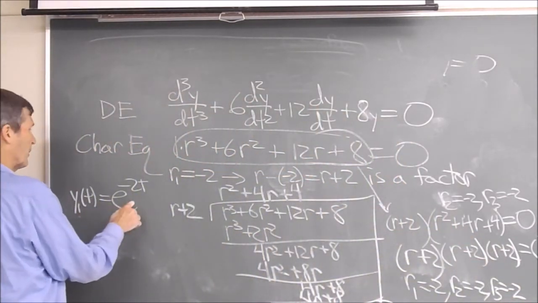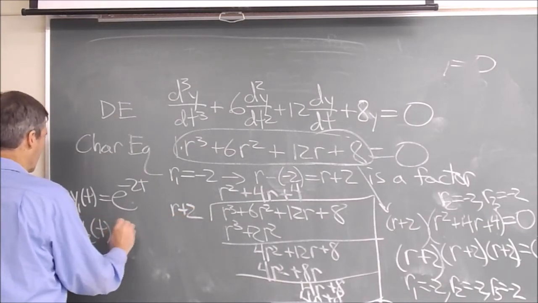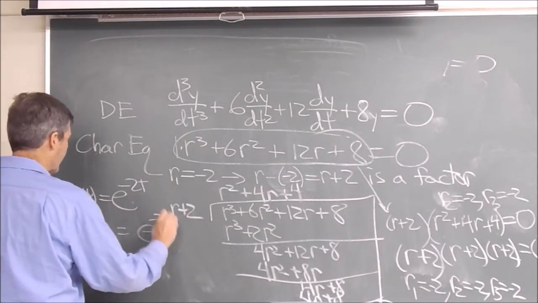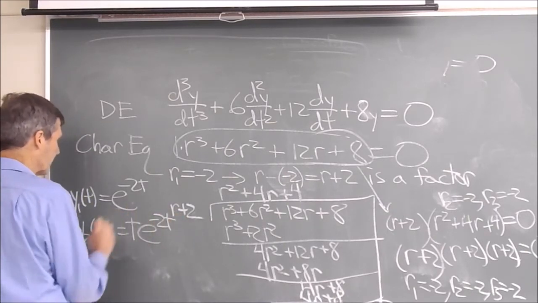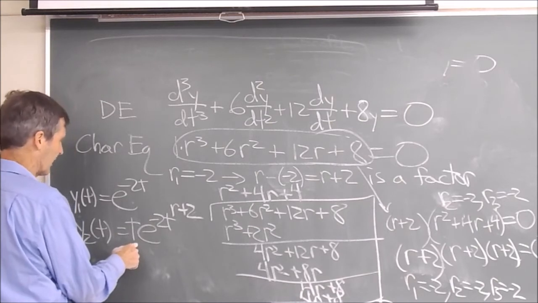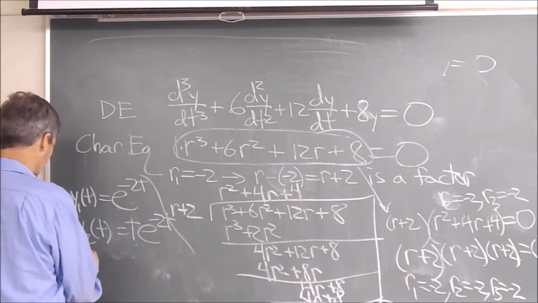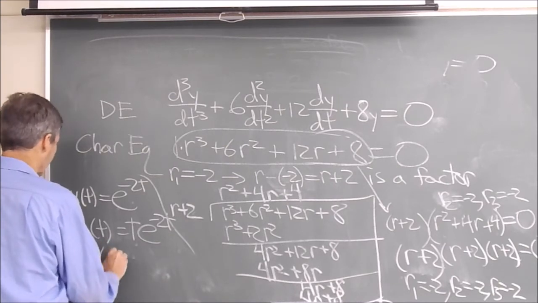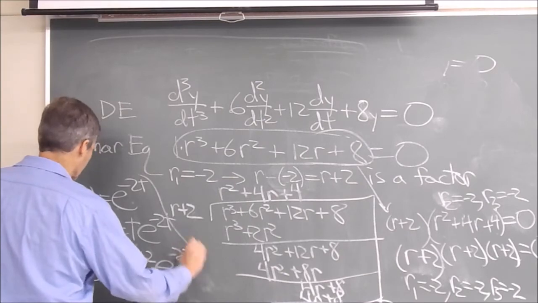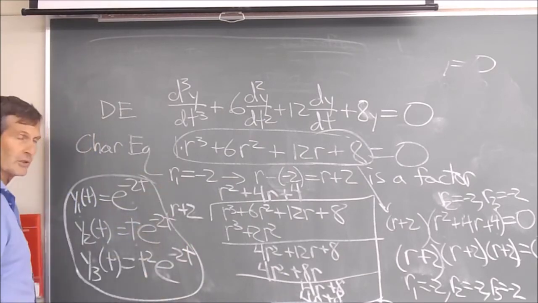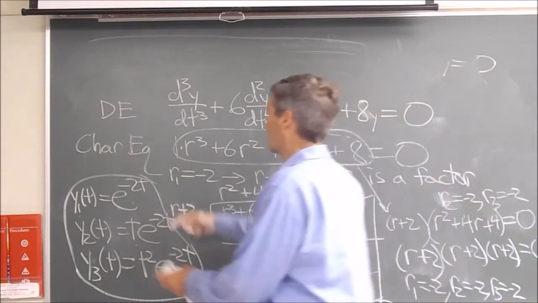Which means this is one solution, but the other two, y2 of t, is not independent. When it's not independent, what did you do for second order equations? You multiply by t, and this turns out to be a solution. You can plug it in and see, but once you know what it is, you don't keep plugging it in. And y3 of t turns out to be t squared e to the minus 2t, which is also a solution. So these are independent solutions. What's the general solution of the differential equation? The form of all solutions written as a linear combination.